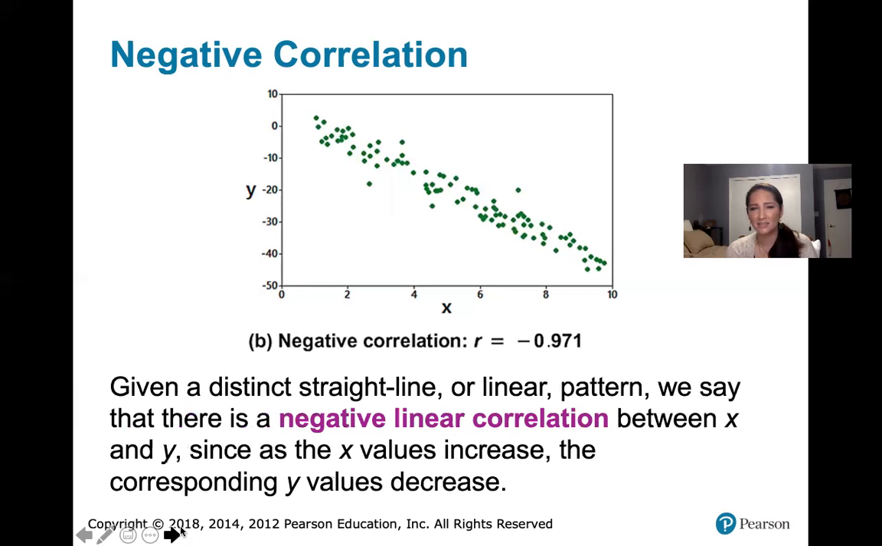Since we have that distinct straight line or linear pattern, we would say that there is a linear correlation. Since the slope of that line is negative, we say that there is a negative linear correlation. As x increases, the corresponding y values decrease.